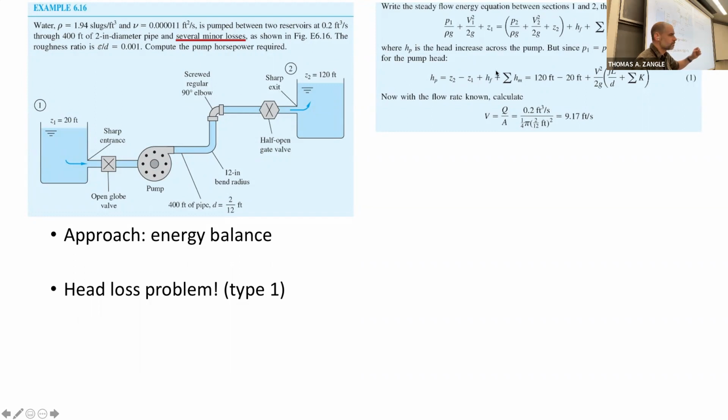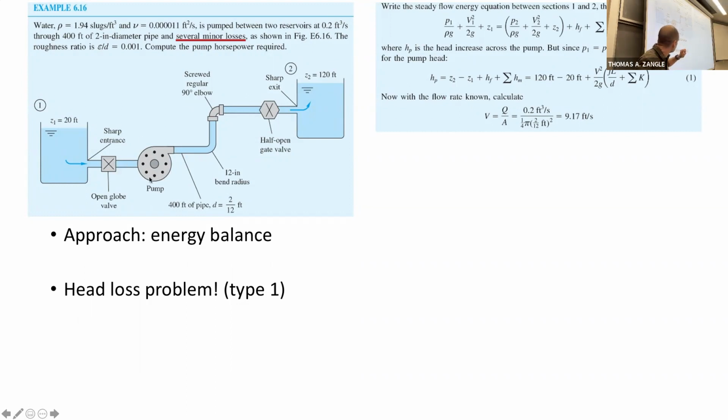That's that HF. And we also have to overcome all of the minor losses, right? So all of the frictional losses because of this half open gate valve, because someone didn't open the valve all the way, because of this open globe valve, because of this bend and elbow and everything. So that's what this expression is telling us. It's a statement of energy balance and the energy that the pump has to provide.